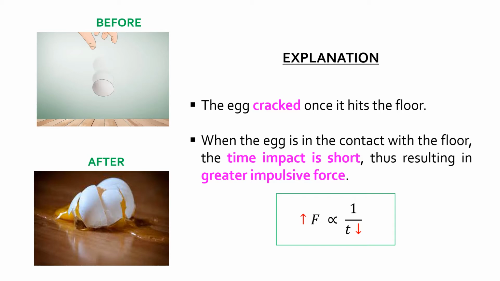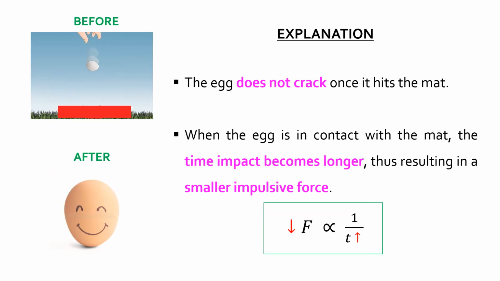Now, let's see what will happen to the egg in figure 2. Well, as we can see here, the egg does not crack once it hits the mat. When the egg is in contact with the mat, the time impact becomes longer, thus resulting in a smaller impulsive force. We can also conclude that if the time impact is longer, then the impulsive force is small based on the relationship between impulsive force and time impact. And now, my friends, perhaps we can have boiled egg for breakfast today.